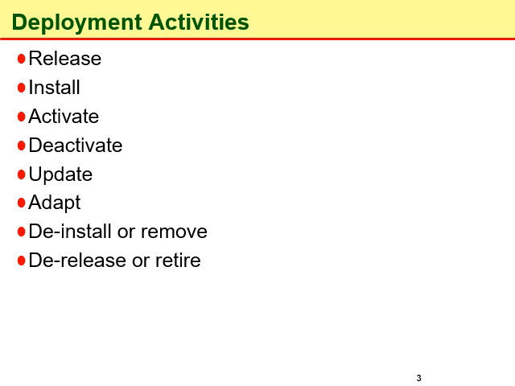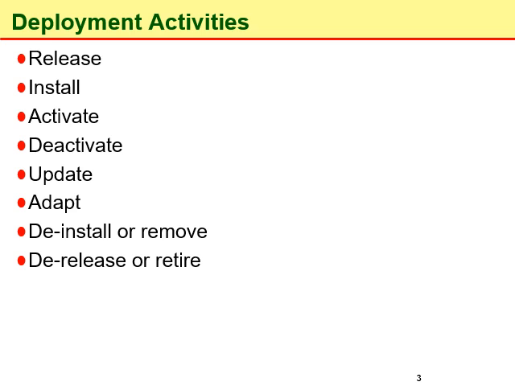Then install. This activity involves establishing some form of command, shortcut, script, or service for executing the software. Then activate. Once the system is installed, it needs to be activated for use on the target host. Deactivate. Deactivation involves disabling any of the system activities that are still on the target hosts.